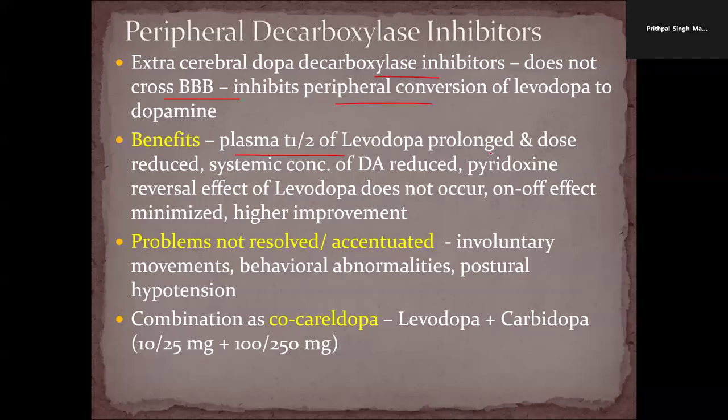The plasma half-life of levodopa is prolonged, a lower dose is used, and systemic concentration of dopamine is reduced. Pyridoxine interaction is minimized, and there are certain problems that are not resolved, that are related to the CNS. It does not take care of the involuntary movements, and there is no change in the behavioral abnormality at all. It is available in a combination of 25 to 100.